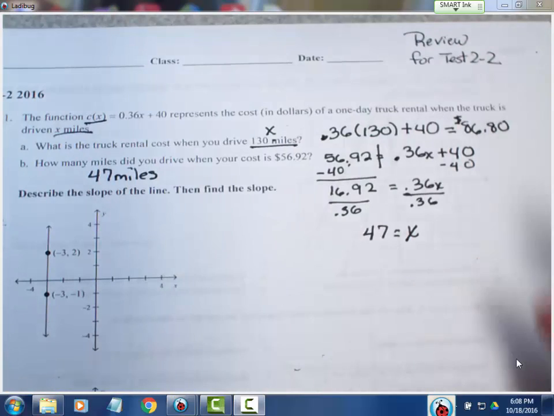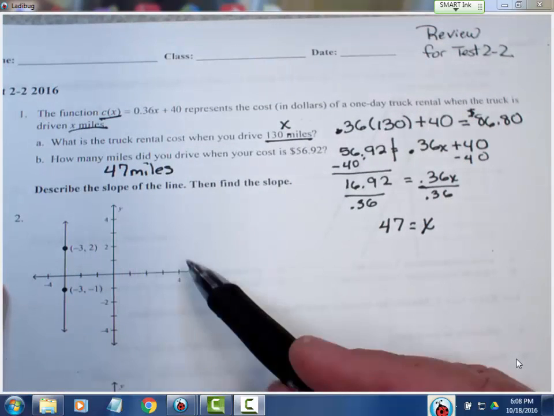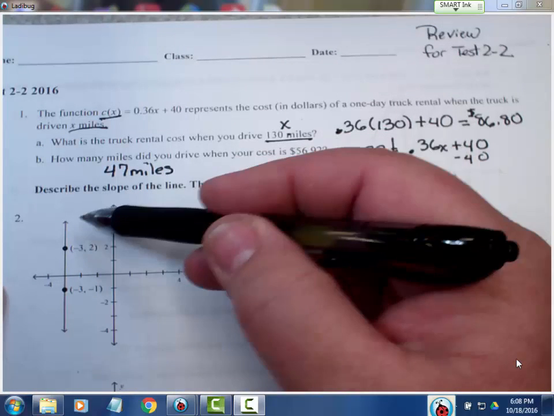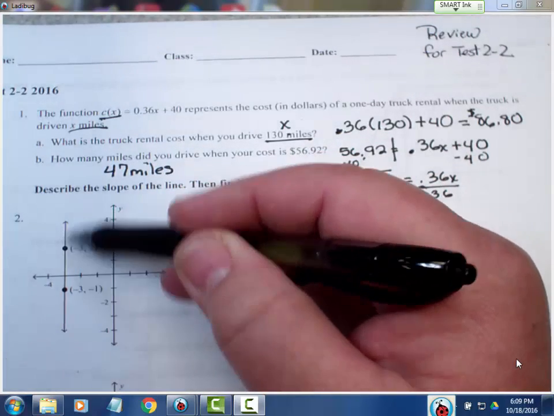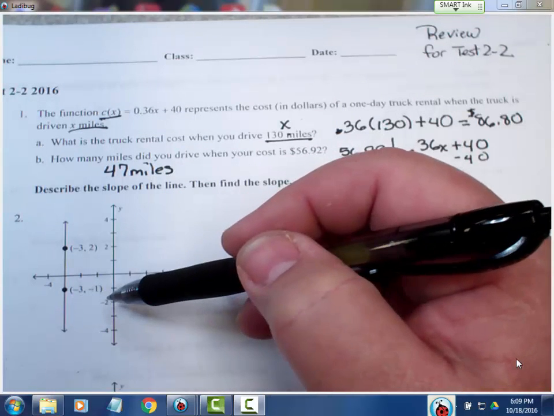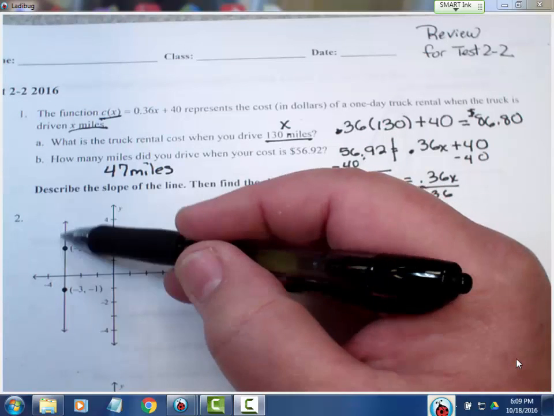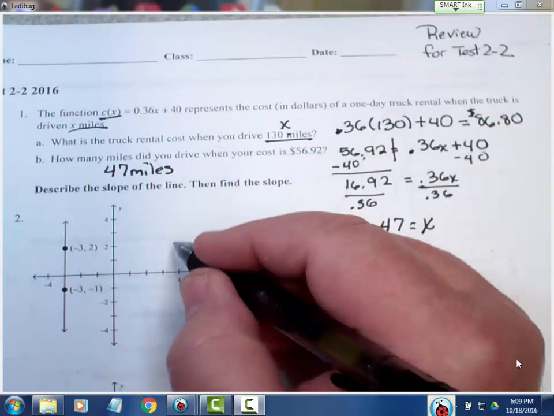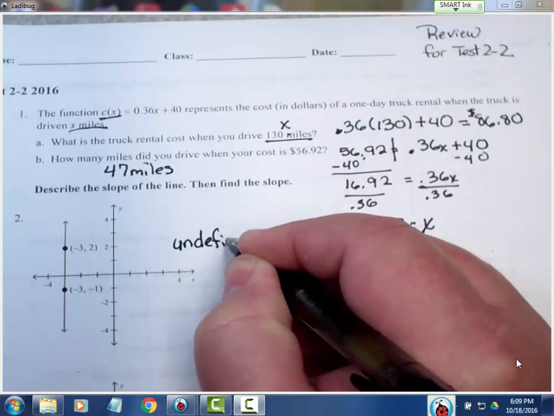Okay, let's look at number 2. Describe the slope of the line, then find the slope. Okay, so what they're thinking of here is they're saying, look at this line. Is that going to be positive, negative, 0, or undefined? Well, hopefully you remember that vertical lines are undefined. So this would be an undefined slope just by looking at it.